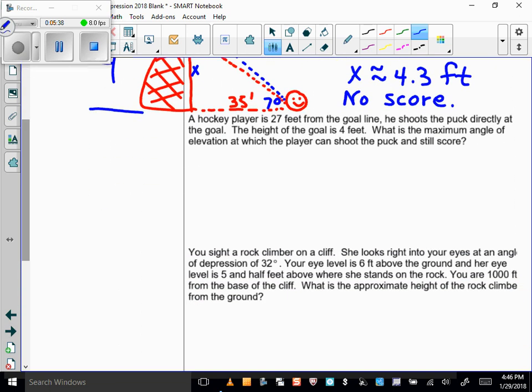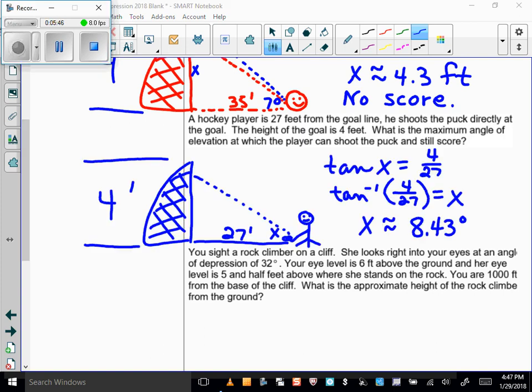Okay, based on what I did right there, I want you to pause and do the next problem. It's almost the same, but what you have to do is find the angle. So you do this one and come back and check it.